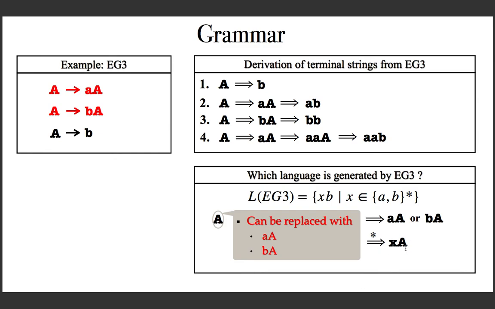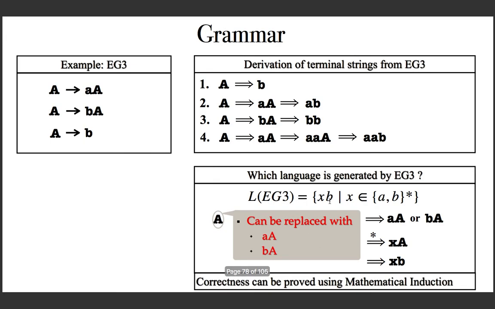And to derive a terminal string, you have to replace capital A with the last production, where this capital A will be replaced with small b. So the general form of a string is small x, which is a string of a's and b's, followed by b. That is the set of all strings ending in b.